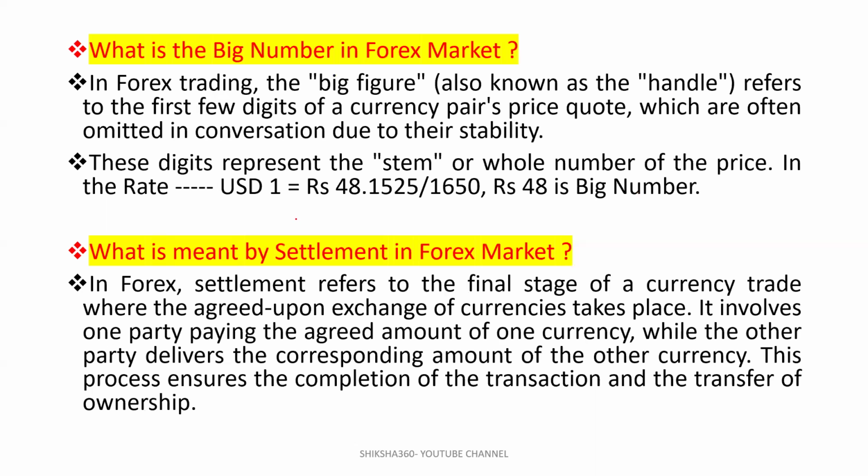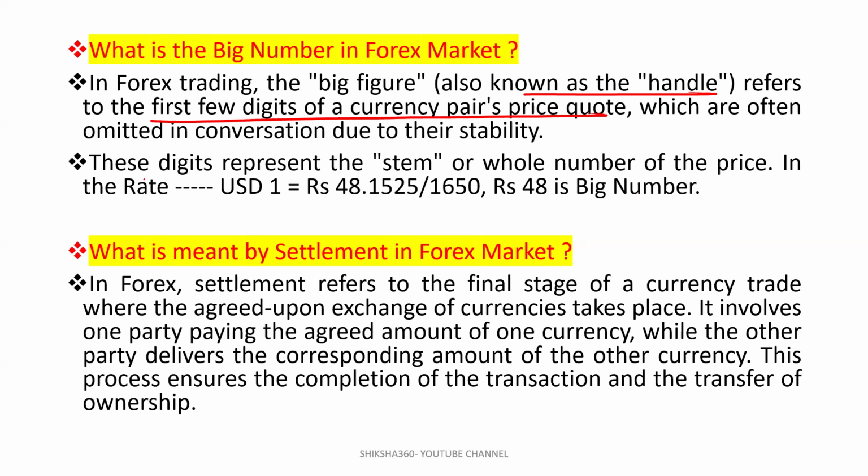So what is the big number in the Forex market? What is the meaning of that? In Forex trading, the big number, also known as the handle, refers to the first few digits of a currency pair's price code, which are often omitted in conversation due to their stability. Clear?